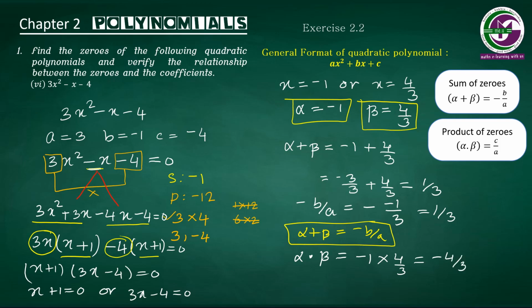Next part. Alpha multiplied by beta, that is negative 1 multiplied by 4 by 3, equals minus 4 by 3. Now c by a. C by a equals, what is c value? C is minus 4, a value is 3. Minus 4 by 3. They are the same. That means alpha times beta equals c by a. Verified.